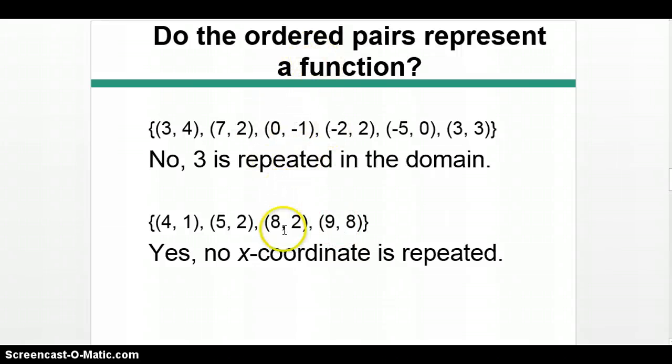Let us see whether these order pairs represent a function or not. In the first order pairs, the element of the domain has been repeated. Here 3, here also 3. It comes twice, so it is not a function. In the second example, all the elements of the domain set are different. They are not repeated. So this is a function.